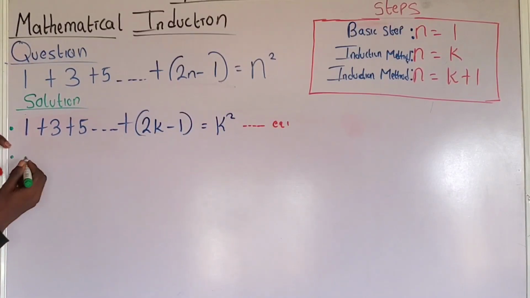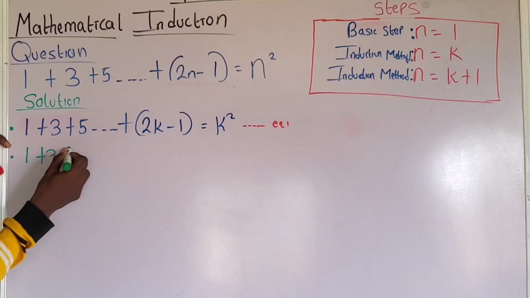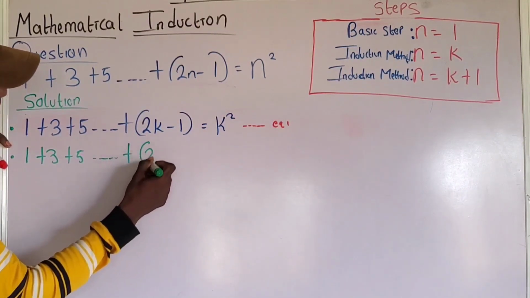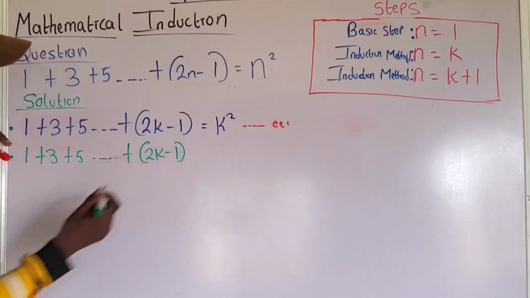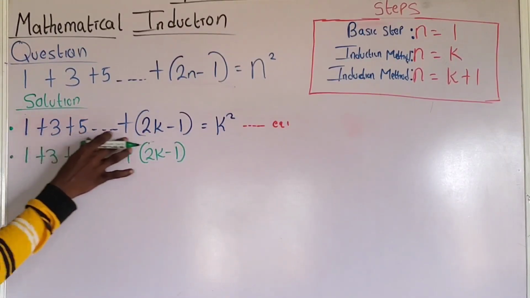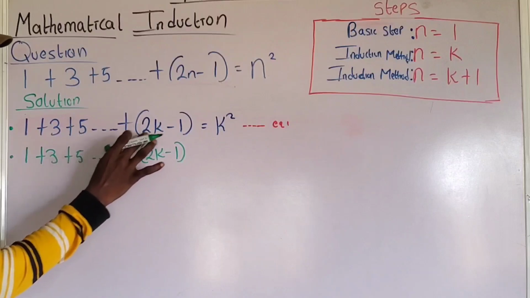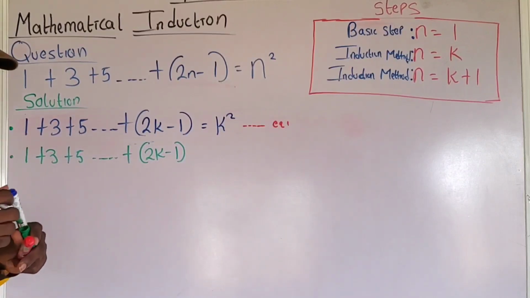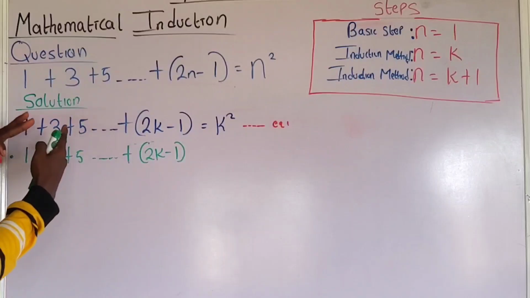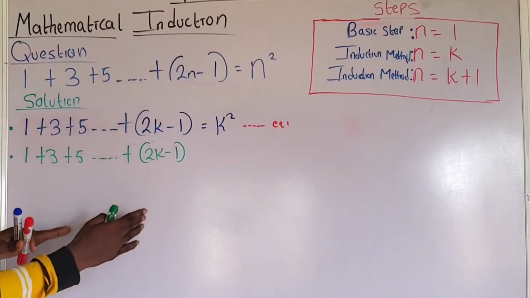Are you paying attention? So I'm going to have 1 plus 3 plus 5 plus 2k minus 1. All the terms that you have here, you have to bring them down. When you are dealing with n equals k plus 1, all the terms that you have when n equals k on the left hand side of the equation, bring them down. You understand what I'm saying?